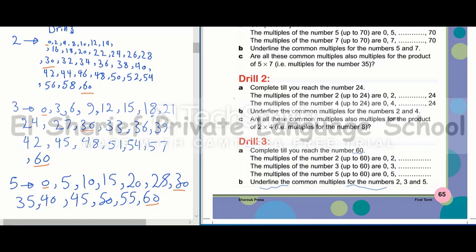So the common multiples of the numbers 2, 3 and 5 contain 0 in the ones place and are divisible by 3. Like 30 is divisible by 3, divisible by 2, divisible by 5. But 40 is not divisible by 3, but divisible by 2 and 5. So the common multiples of 2, 3 and 5 must end in 0, like 60, 30 and 0, and also be divisible by 3.